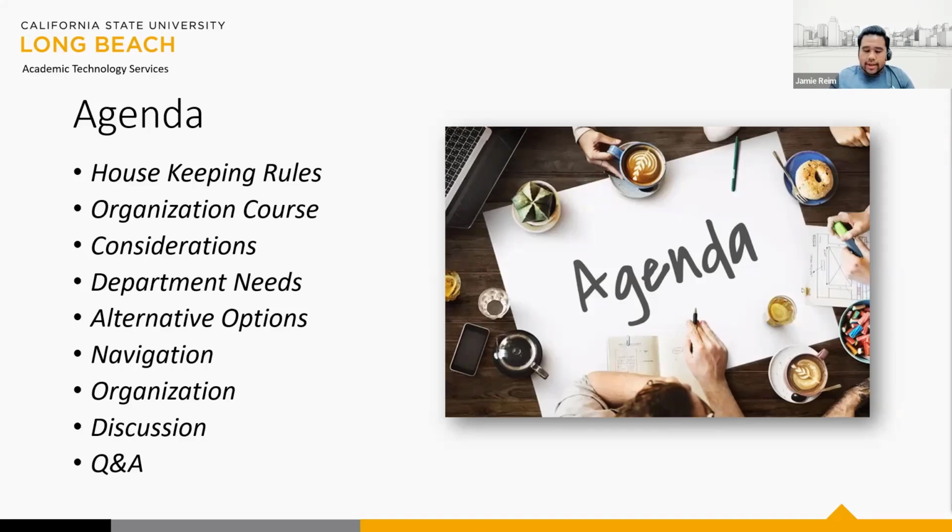We will be going over what an organizational course is, as well as going over some considerations when we are thinking about using these organizational courses. We also want to get into the mindset of department needs, as well as maybe different alternative options that are available to you. We will go over some of the design best practices in your organizational course in the form of navigation, as well as organization. We will have some time to have a deeper discussion or conversation as well about organizational courses in the discussion portion of this session. And lastly, we will have a Q&A at the very end.